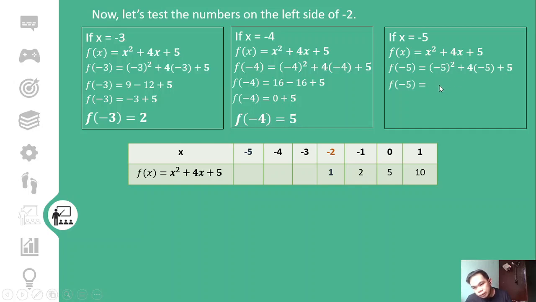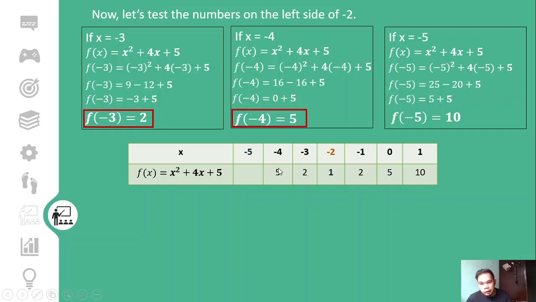Negative 5 raised to 2 is equal to positive 25. 4 times negative 5 is negative 20. Bring down plus 5. 25 minus 20 is equal to 5. Then copy plus 5. 5 plus 5 is equal to 10. Okay? So 2, susulat natin yan dito. 5, isusulat natin yan dito. And yung 10, isusulat naman natin under negative 5.